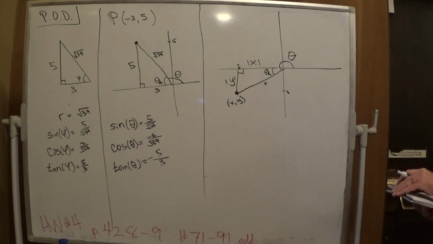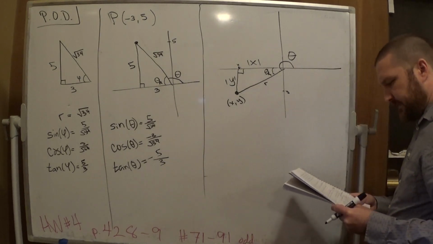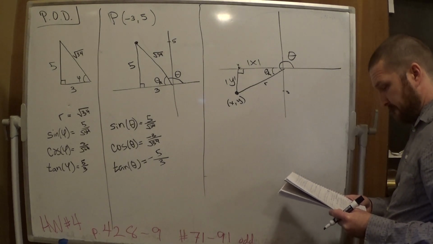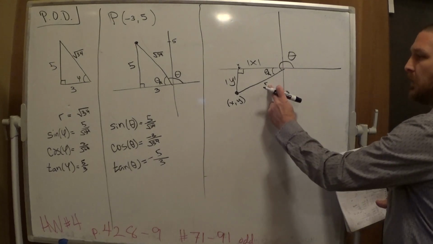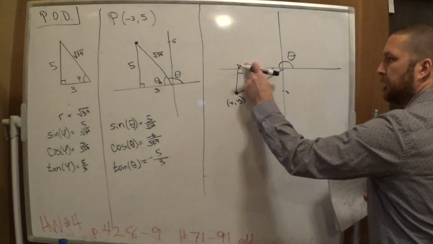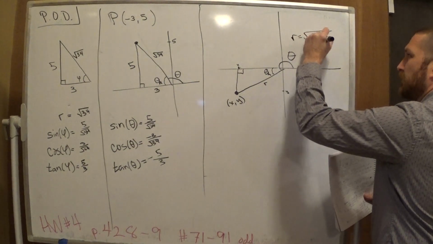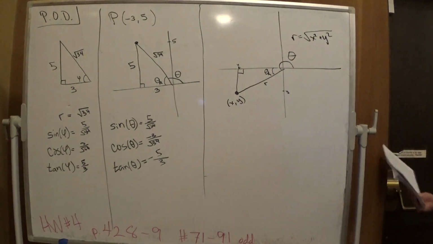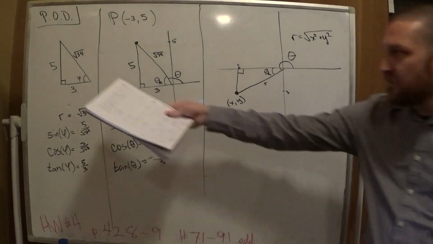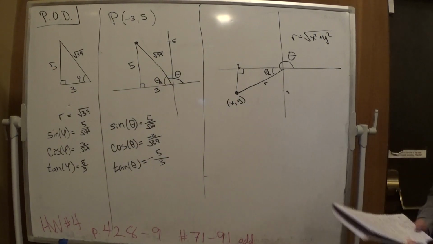But now that we have this nice little picture on the board, R, obviously, so we've been given a point X and Y. R, should be obvious, is the square root of X squared plus Y squared. That's how you would find that. That's how you found that right there. It's just the distance. That's how we find the distance.